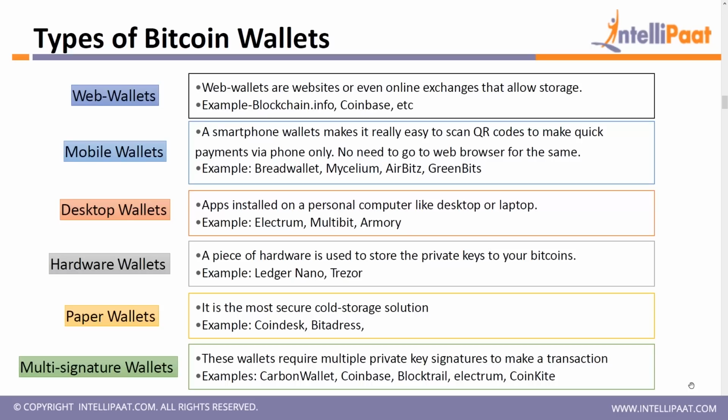These wallets require multiple private key signatures to make a transaction. That means you need to have multiple private key signatures before you initiate and sign your transactions over the Bitcoin network. Examples are Carbon Wallet, Coinbase, Blocktrail, Electron, and CoinKite.